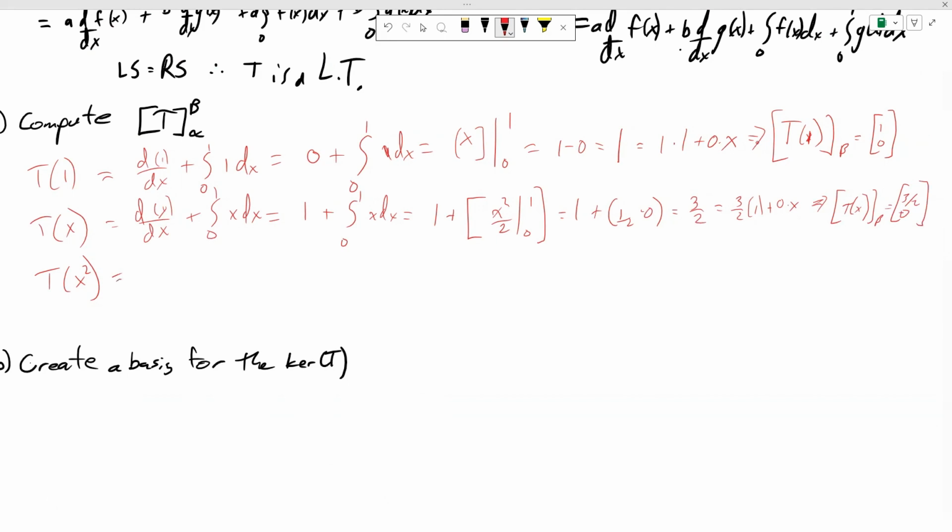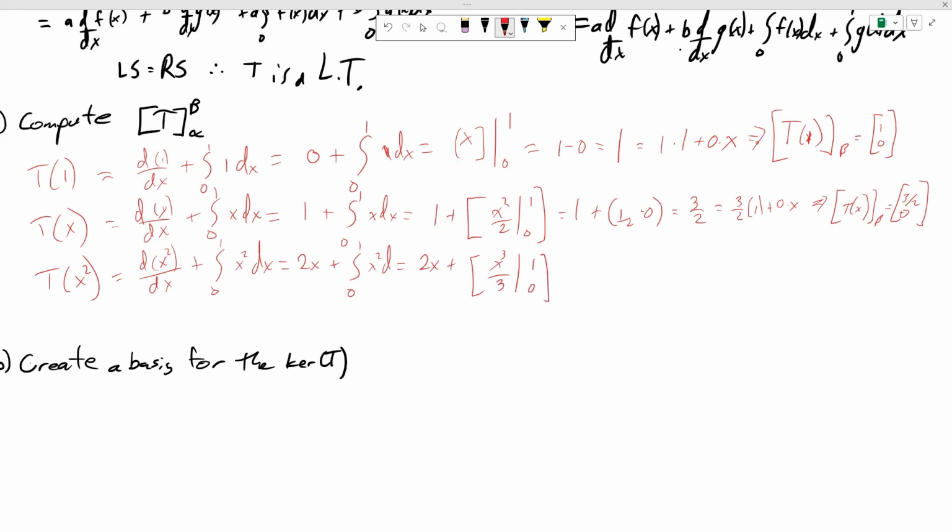And now if we look at what happens to T of x squared, we get the derivative of x squared with respect to x plus the integral from 0 to 1 of x squared dx, which is going to be 2x plus the integral from 0 to 1 of x squared dx, which equals 2x plus x cubed over 3 evaluated from 0 to 1.